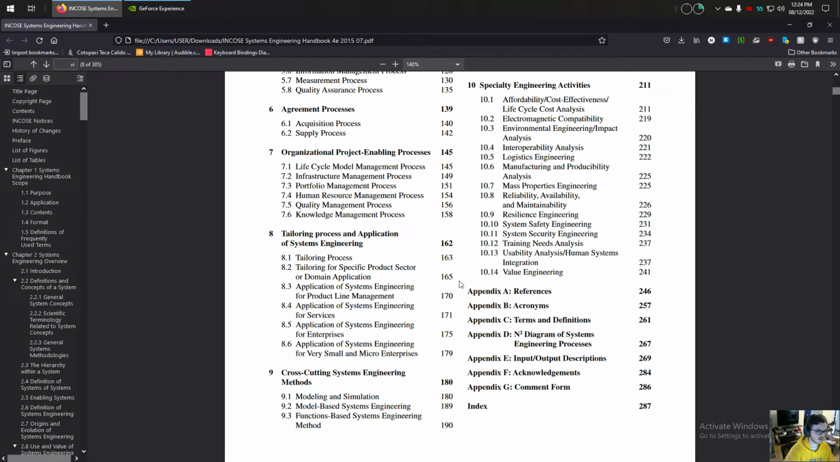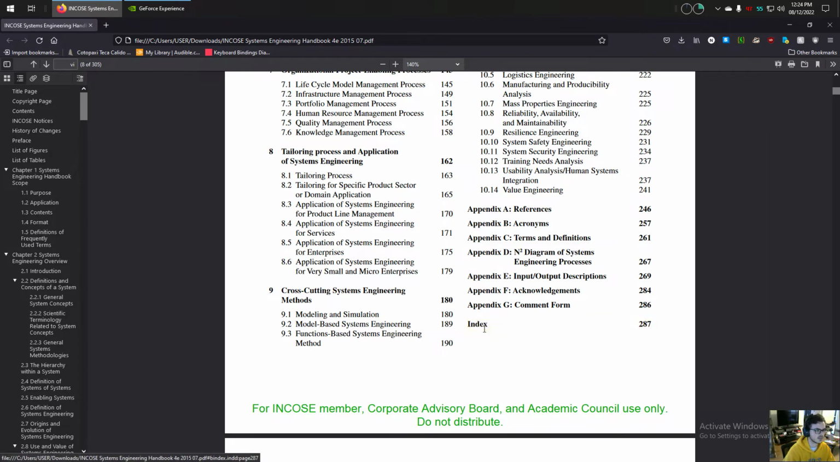And then you've got the appendices. Appendix A is references. Appendix B is acronyms. Appendix C is terms and definitions. Appendix D is the N-squared diagram of systems engineering processes. Appendix E is input-output descriptions. Appendix F is acknowledgements. Appendix G is comment form, and then the index.